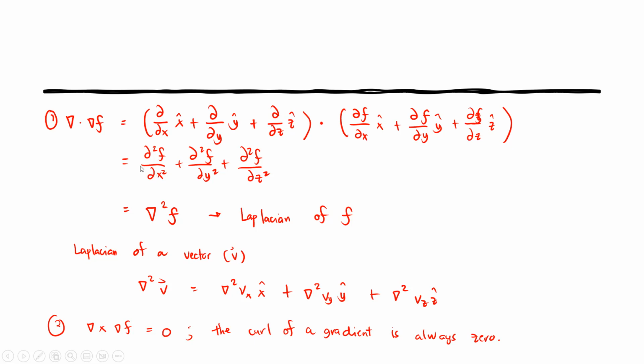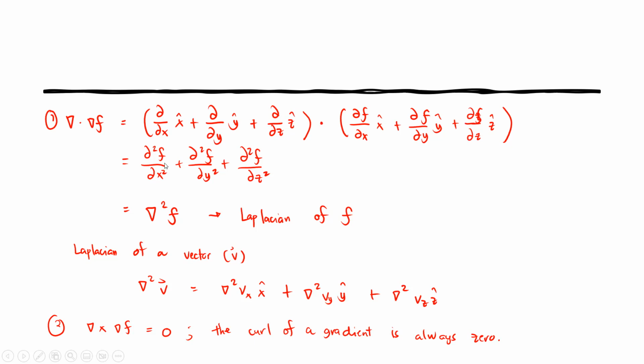As you can see, the divergence of a gradient is a scalar function, which we have here as the second derivative of f with respect to x squared, plus the second derivative of f with respect to y squared, plus the second derivative of f with respect to z squared. Or we can rewrite it as this one.